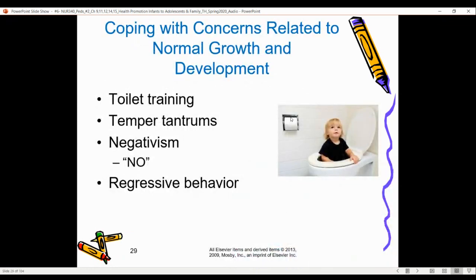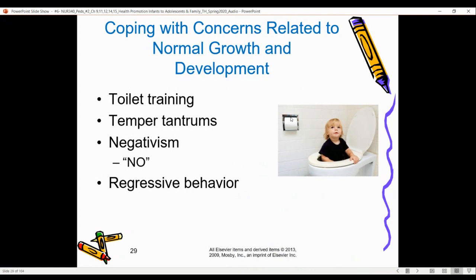All right, concerns with growth and development. Toilet training. Remember I mentioned it too. Those myelin sheaths have now developed on the spinal column, and they can be toilet trained. Your book has like 2 pages on toilet training. I don't know why they think nursing students need that much information on it. This is what I want you to know.